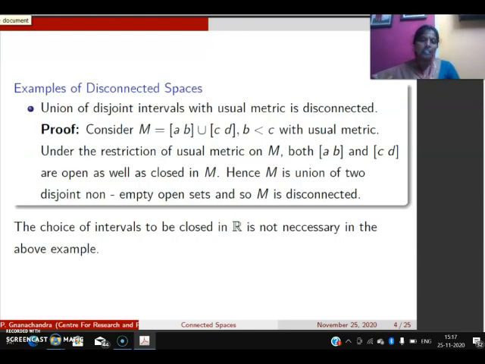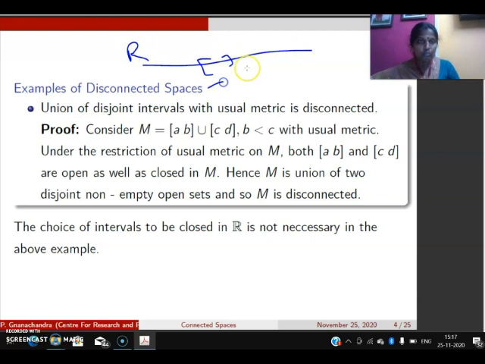Here are some examples of disconnected spaces. Why do we concentrate on disconnected spaces? Before you enter into the formal examples of connected spaces, we first see the examples of disconnected spaces. I have taken a real line.